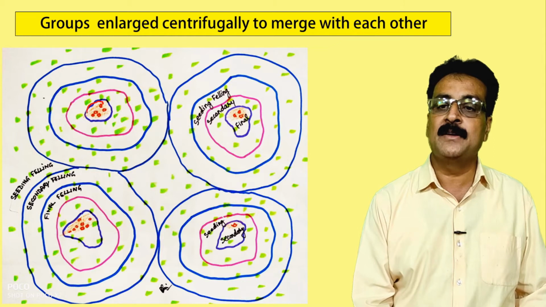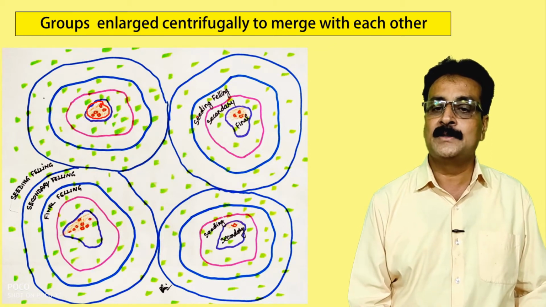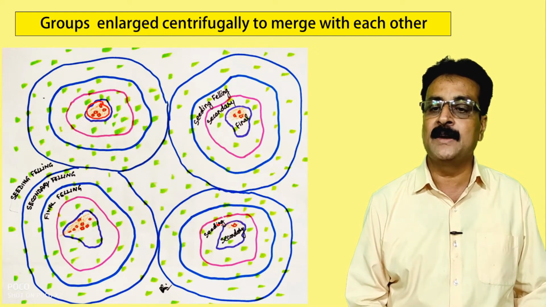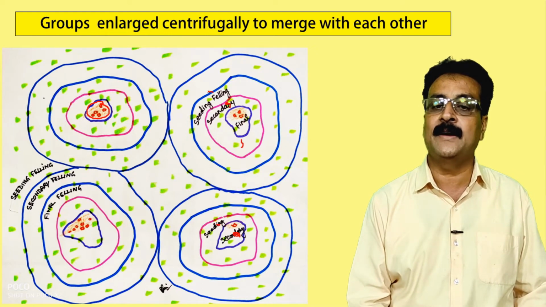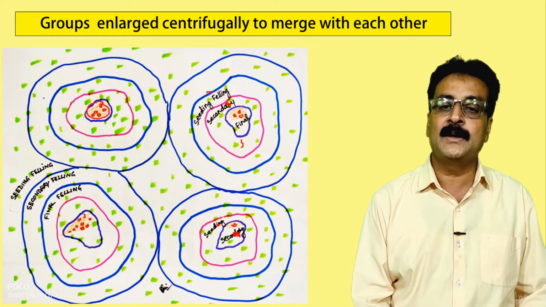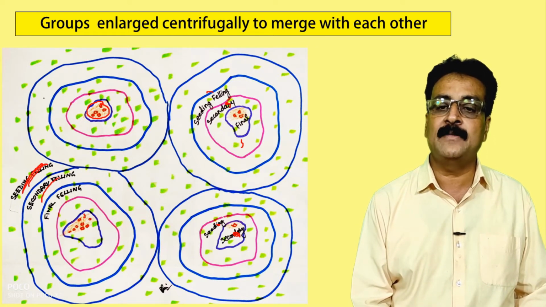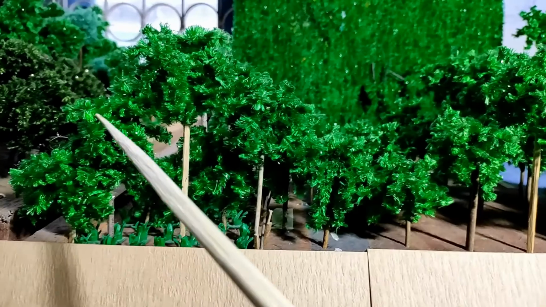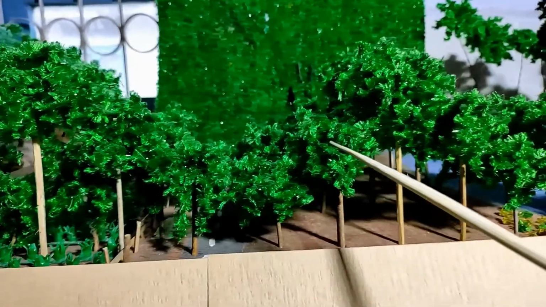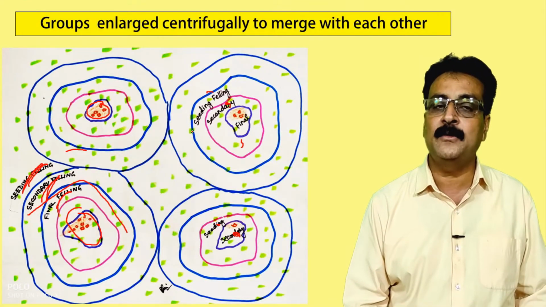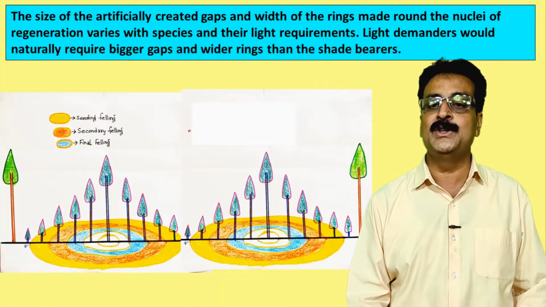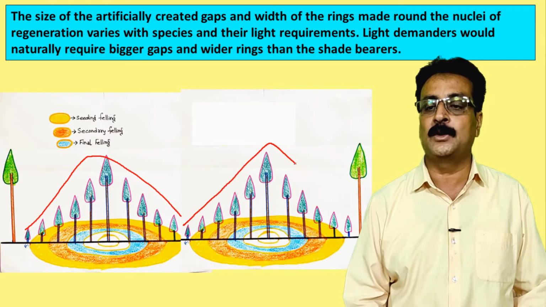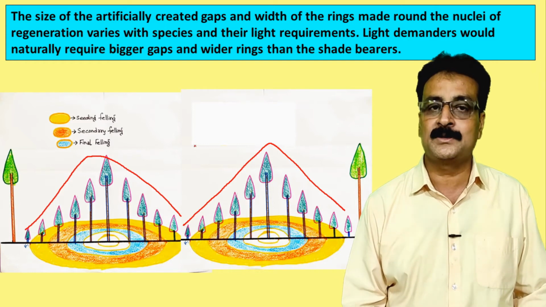You can see here there is advanced growth, isn't it? Then we go for seeding felling, secondary felling, seeding felling, secondary felling, final felling. Ultimately you have the seeding felling on the outer side, then secondary felling here, final felling here. Trees have grown well in this center, which will give a pyramid. They have enlarged centrifugally to merge with each other. You can see this one group has merged with another group, giving a pyramidal shape.